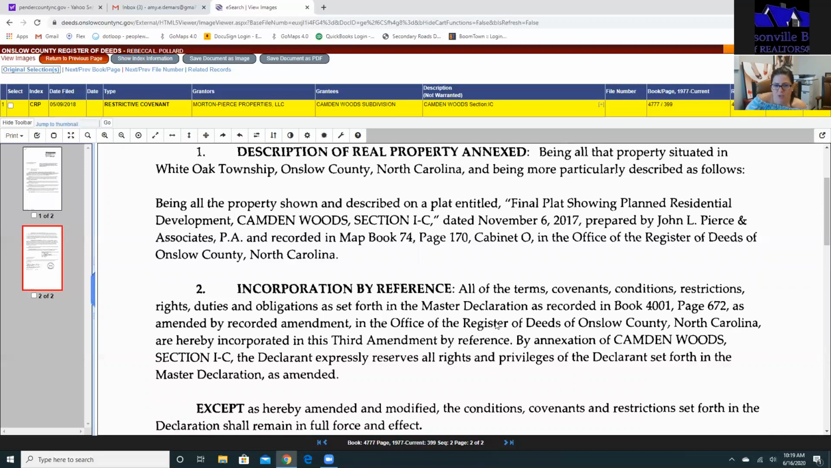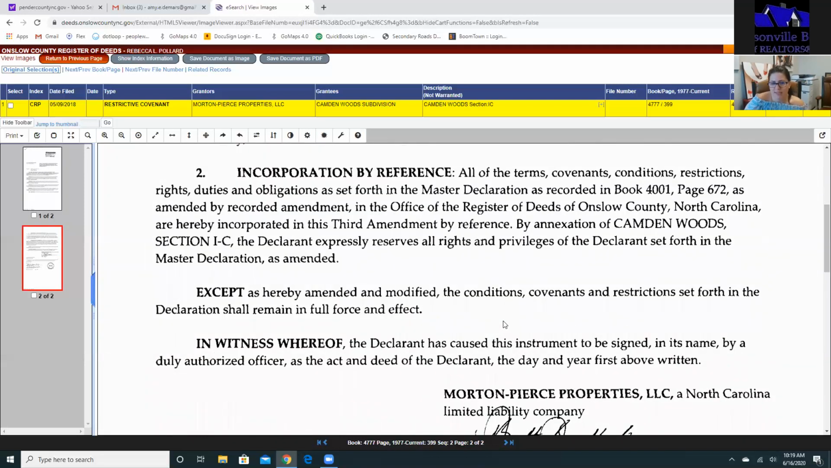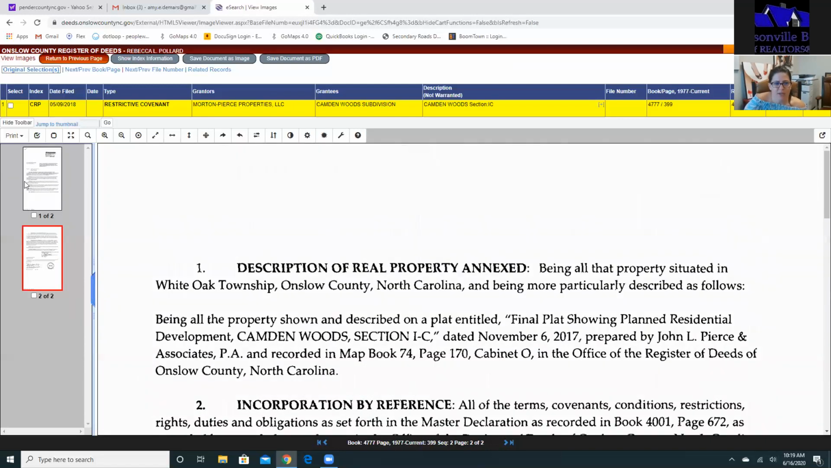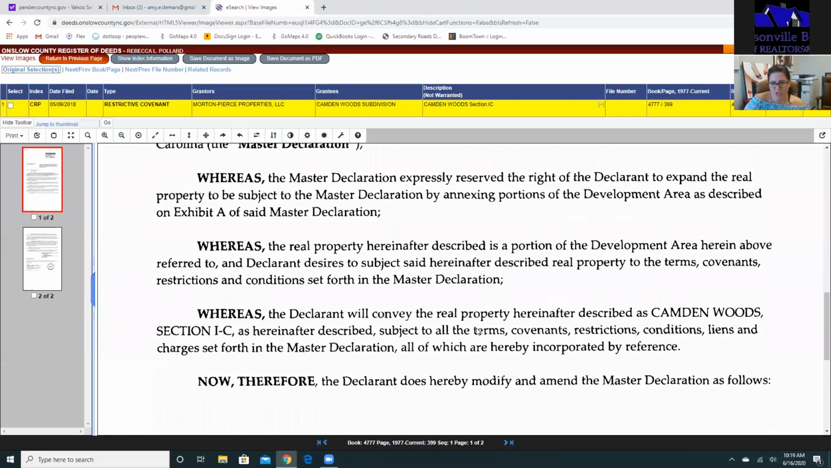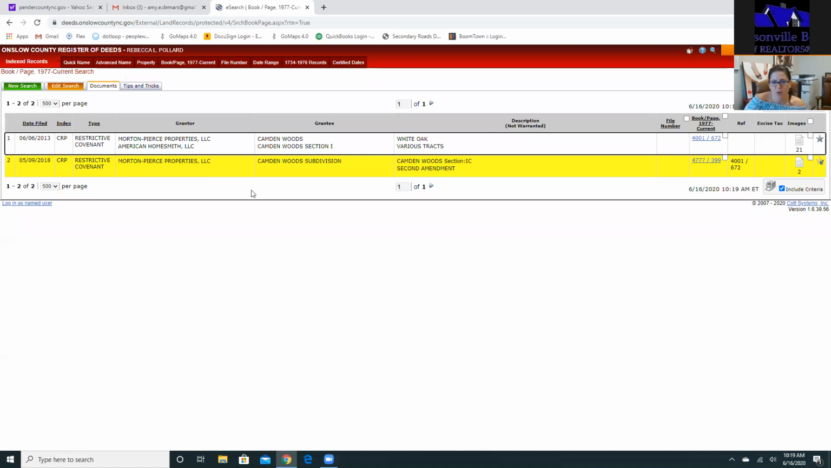A lot of times if it's only 2 pages long, really all that it's saying is that it is annexing section 1C into the master declarations of section 1. So that's a lot of times, like I said, if you've only got 2 pages, it probably really is only saying, hey, we've got a new section and this is now part of everything else that we saw. If you return to the previous page, it'll take us back to where all of those are, and then you could read through those master covenants.